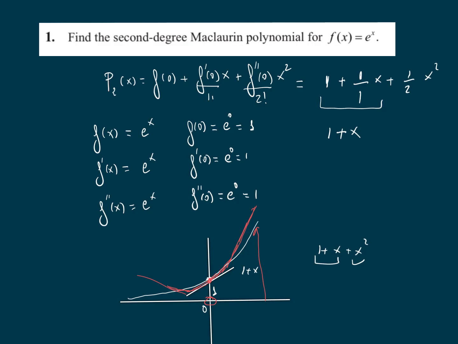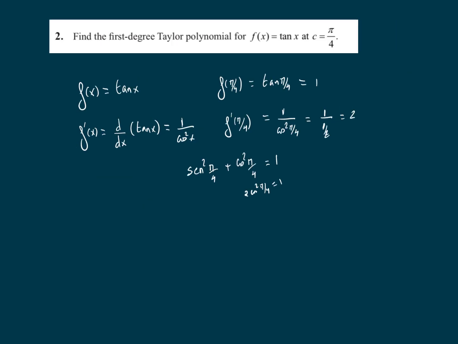So let's go to the next problem. The second problem says: find the first degree Taylor polynomial of the function tangent x at c equals pi divided by 4. What is the function tangent x? The function tangent x has asymptotes at pi divided by 2 and minus pi divided by 2. It goes to plus infinity and minus infinity. So this is the function tangent of x.